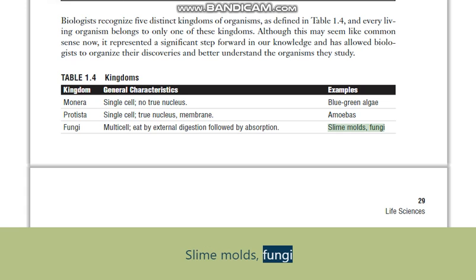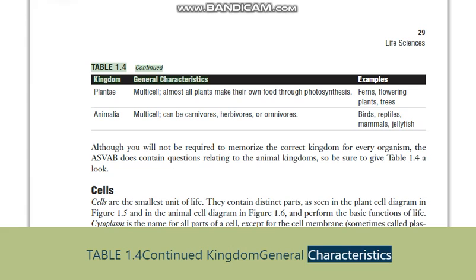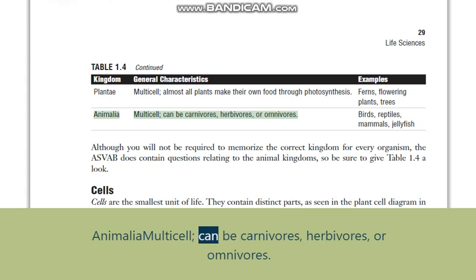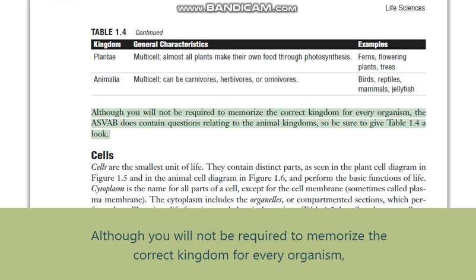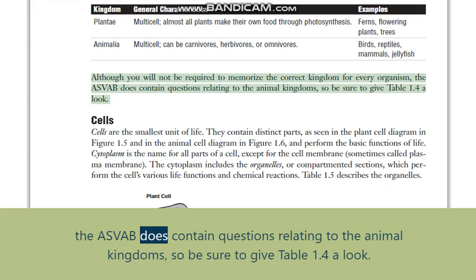Slime molds, fungi. Table 1.4 continued. Kingdom, general characteristics, examples. Plantae: multicell, almost all plants make their own food through photosynthesis. Ferns, flowering plants, trees. Animalia: multicell, can be carnivores, herbivores, or omnivores. Birds, reptiles, mammals, jellyfish. Although you will not be required to memorize the correct kingdom for every organism, the ASVAB does contain questions relating to the animal kingdoms, so be sure to give Table 1.4 a look.